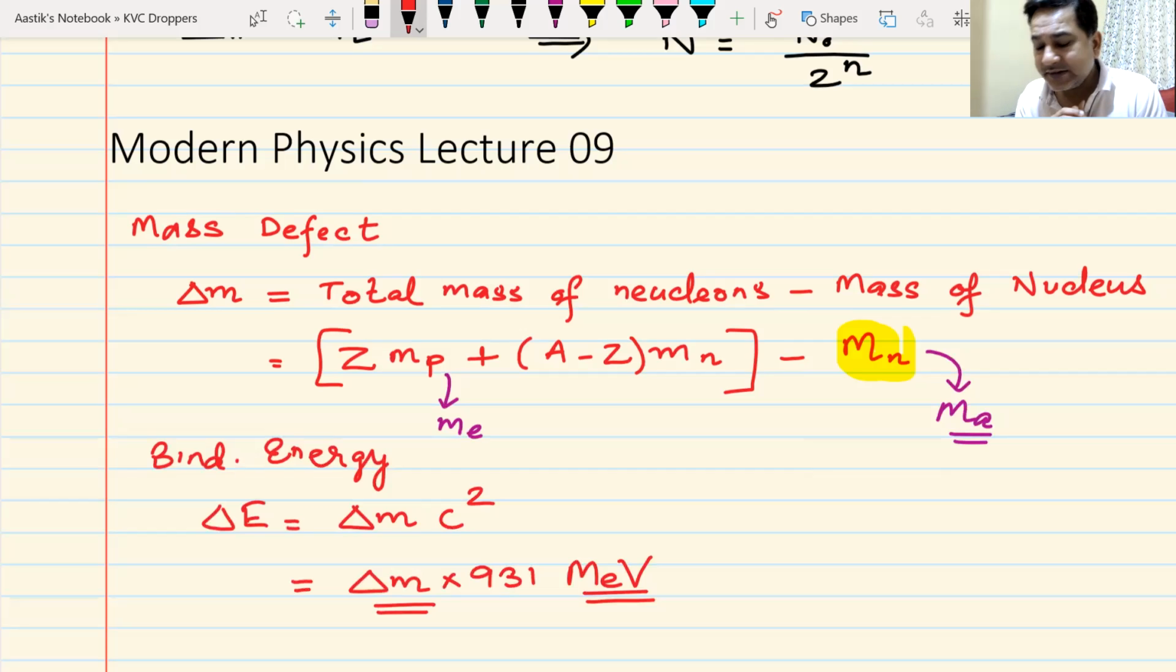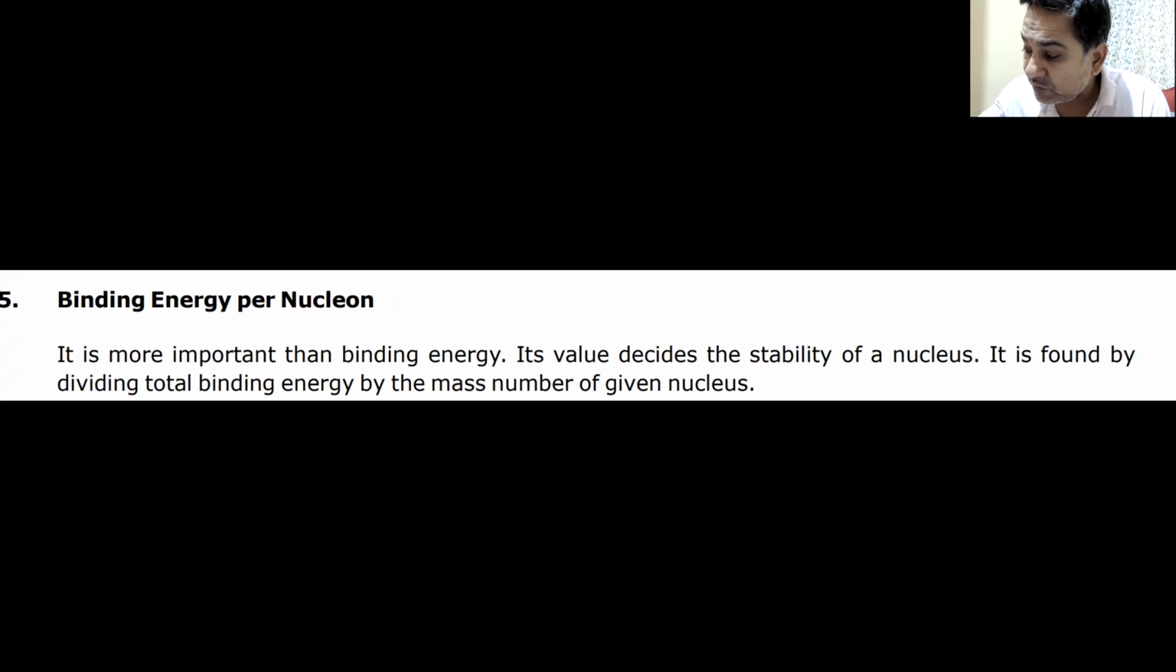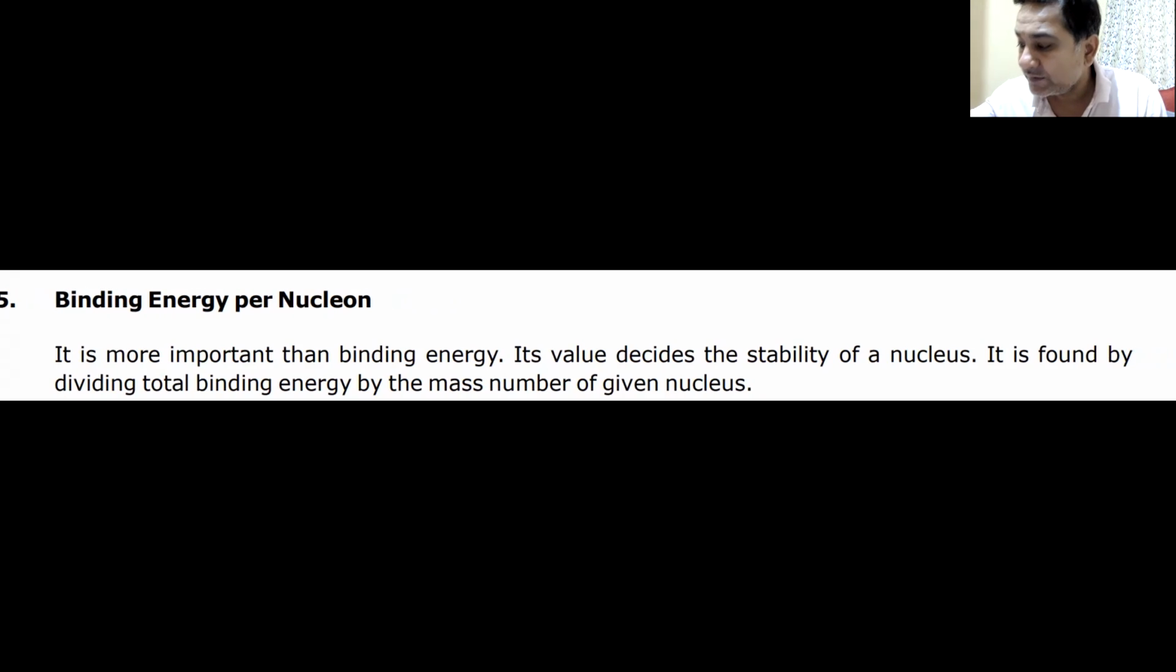The only thing that decides how stable the nucleus is, is not the binding energy, but something else. This thing we have already discussed previously, which I said I would come back to. The factor that decides whether the nucleus is stable or not is not binding energy, but binding energy per nucleon. Do we understand this?